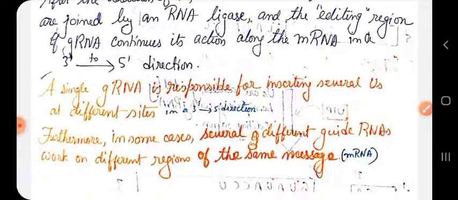Normally a single guide RNA is responsible for inserting several uridines at different sites in a 3' to 5' direction. So from 3' to 5' direction, a single guide RNA is responsible for adding uridines. Furthermore, in some cases, several different guide RNAs work on different regions of the same mRNA.